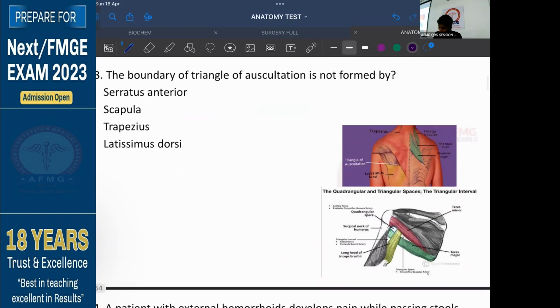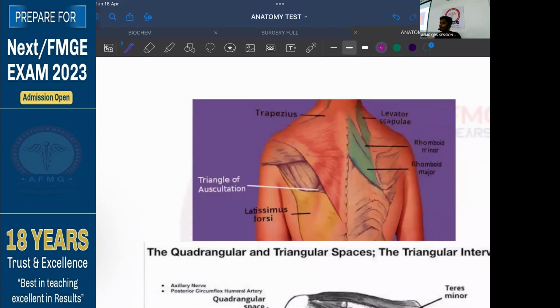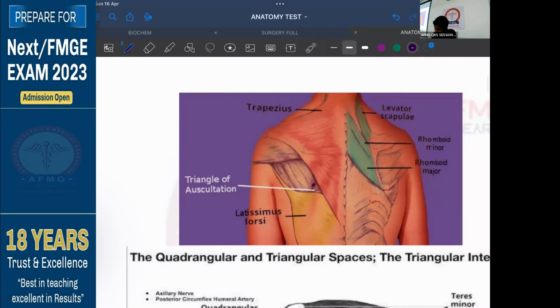Question number 3 now. The boundary of the triangle of auscultation is not formed by. I hope all of you are quite aware. Triangle of auscultation is on the anterior aspect of the thorax or the posterior aspect of the thorax? It is on the posterior aspect of the thorax. This is what is called the triangle of auscultation. इसीलिए तुमने देखा होगा, we try to auscultate from the back side, right? You might have seen a lot of respiratory medicine specialists, they do auscultate from the back side only. ठीक है, and they auscultate actually this triangle of auscultation.